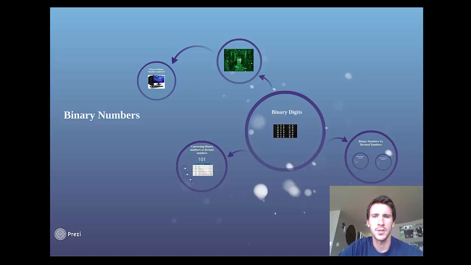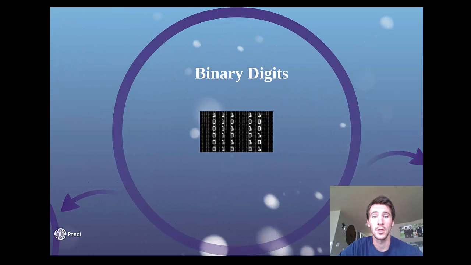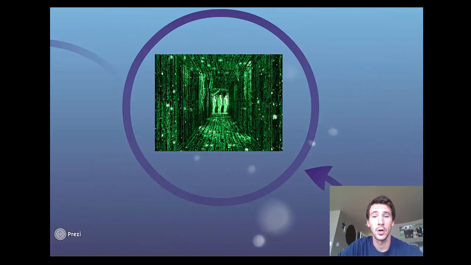Okay, so I'm going to start a tutorial here on binary numbers, what they're used for, and how to convert binary numbers to decimal numbers. So binary numbers are composed of binary digits, and each binary digit can be a 0 or a 1. So a 0, 1 is like true or false, on or off, yes or no.